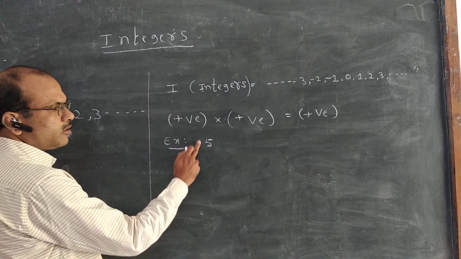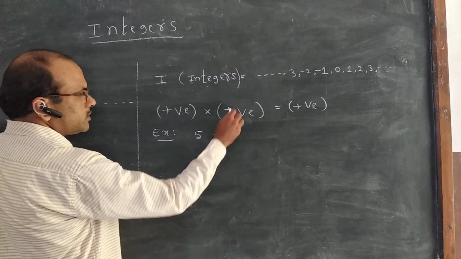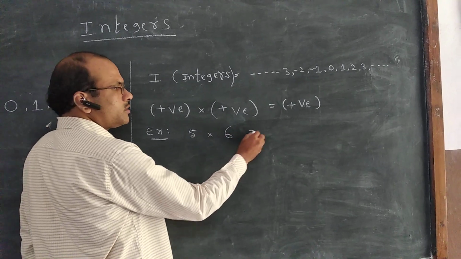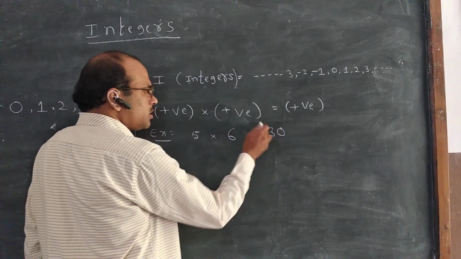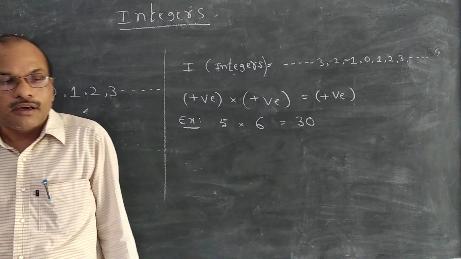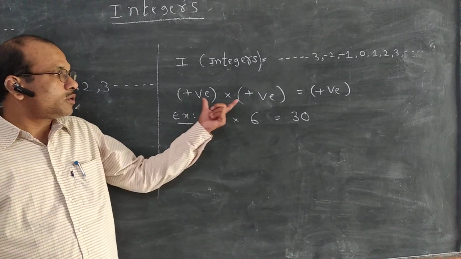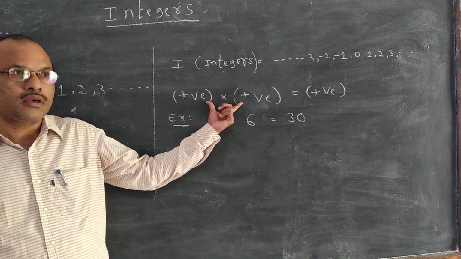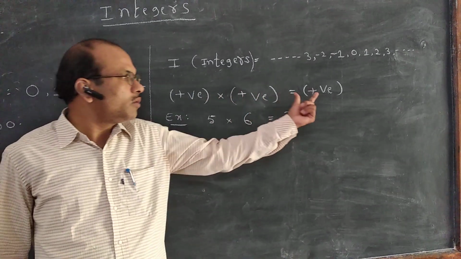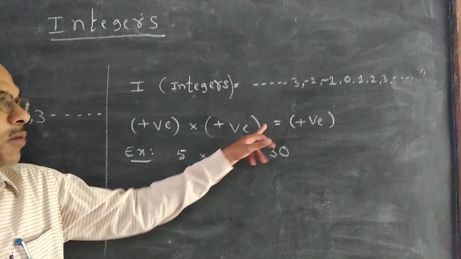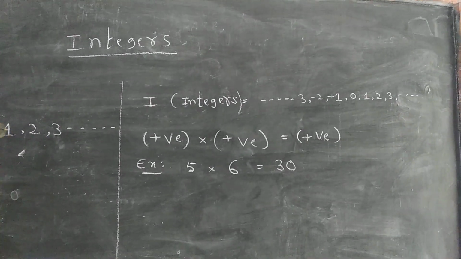5 is with a positive symbol and 6 is also with a positive symbol. 5 into 6 is 30, which is also with a positive sign. Now from this we can say that when numbers with two positive symbols multiply each other, we will get a new number that is also an integer, but with a positive sign.